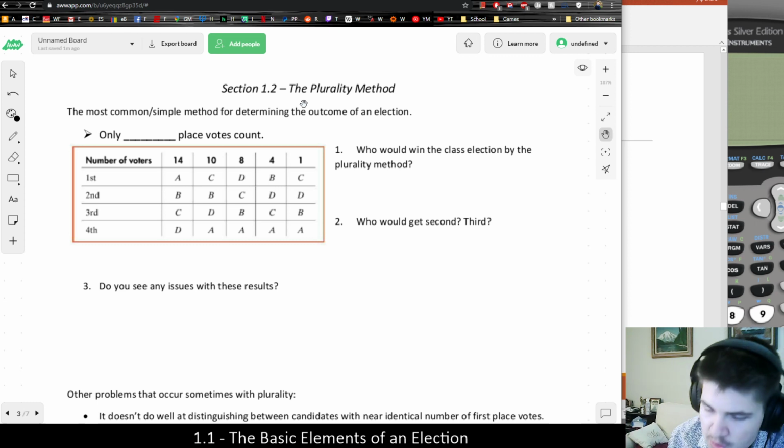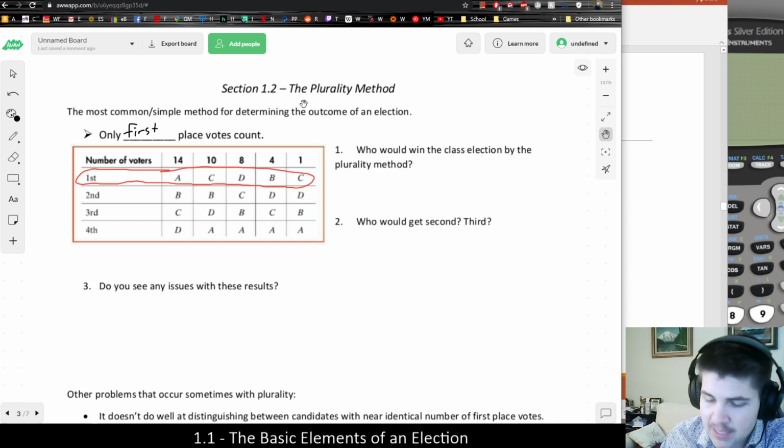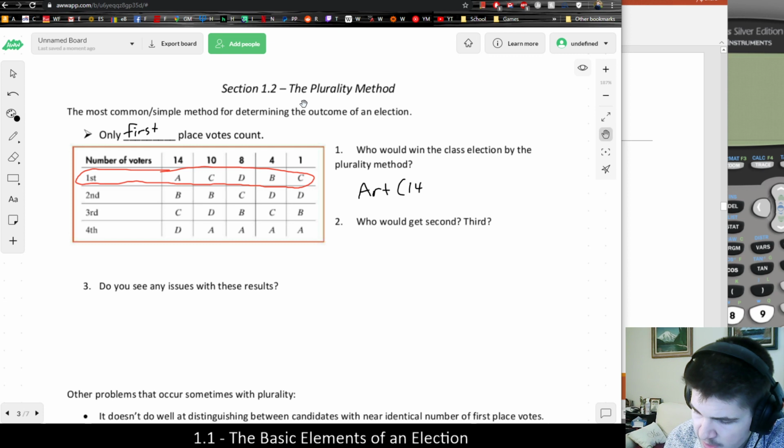But just a reminder with plurality, only first place votes count. When there's a lot of data, it can be hard to figure out who should win. But basically, we're only going to be looking at the first place votes as the way of determining the outcome. So in this case, Art would win the election because he had the most first place votes, 14 total first place votes.